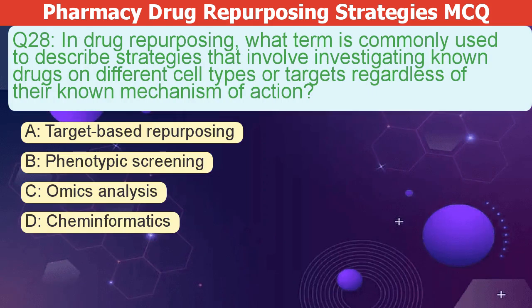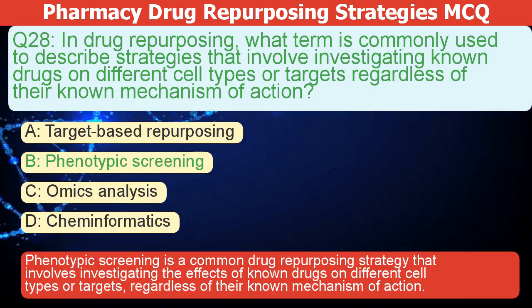In drug repurposing, what term is commonly used to describe strategies investigating known drugs on different cell types or targets, regardless of their known mechanism of action? A. Target-based repurposing. B. Phenotypic screening. C. Omics analysis. D. Cheminformatics. The correct answer is B. Phenotypic screening is a common drug repurposing strategy. It involves investigating the effects of known drugs on different cell types or targets, regardless of their known mechanism of action.